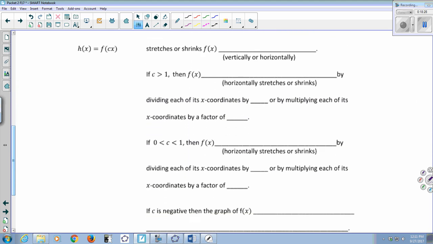Okay, the rules are different when you're multiplying the x by c. So that c now is in parentheses. And this is always sort of the opposite of what you think is going to happen. So c is a positive real number. So this is stretches or shrinks horizontally. Anytime you're changing the x coordinate inside the parentheses, you're changing horizontally. Multiplication means a stretch or a shrink. If c is a big number, you're multiplying x by a number bigger than 1, then this is a shrink, right? It's the opposite of what you think.